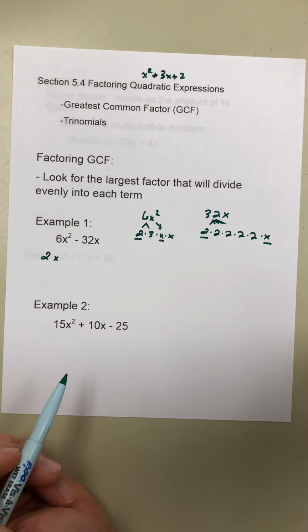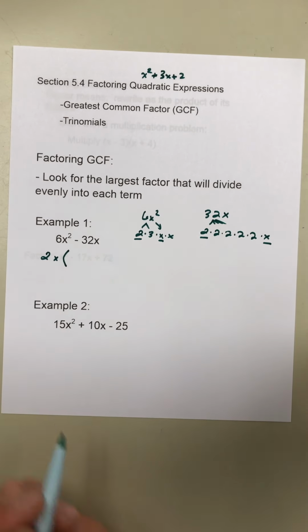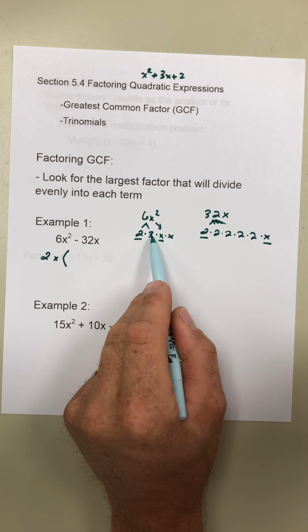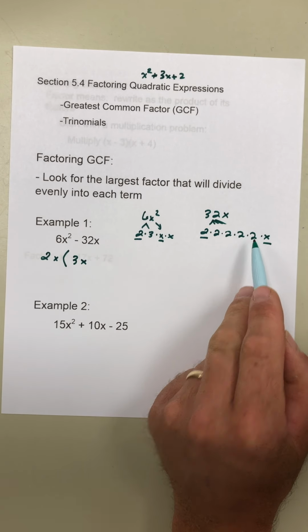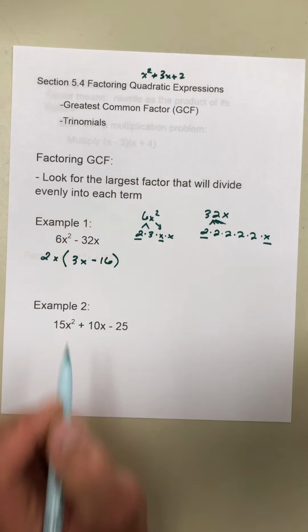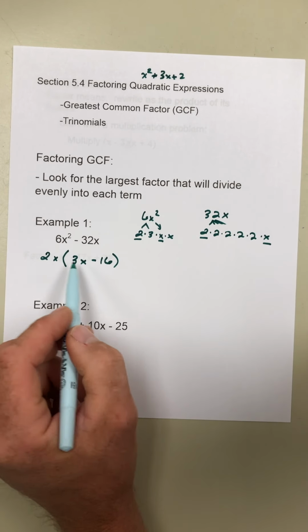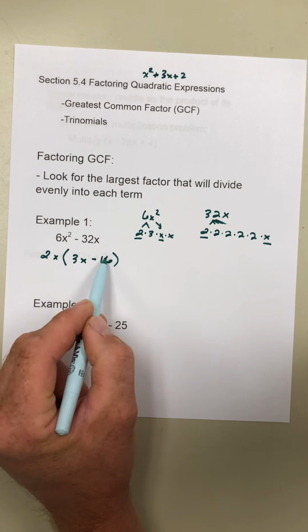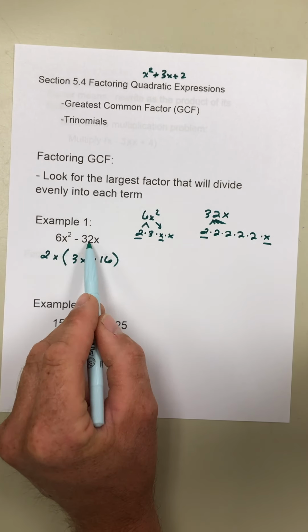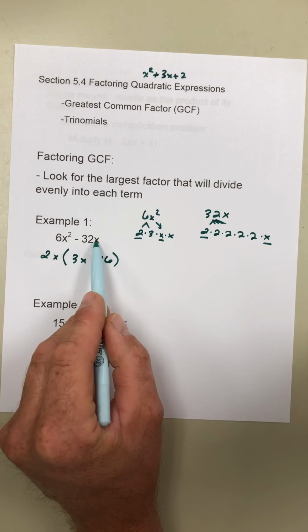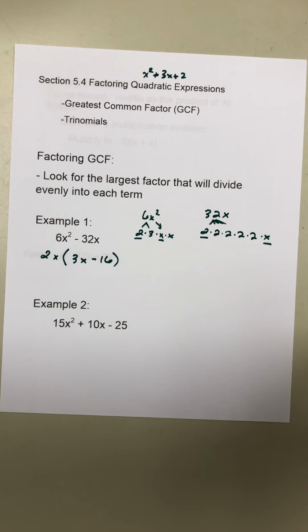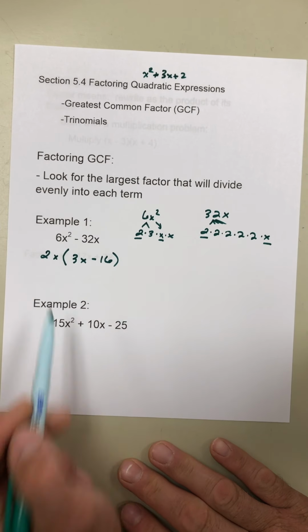and that gives us our 2x. Then what we're going to do is put in parentheses what we have left over, the leftovers. So we have 3 and an x left over from 6x squared, or 3x, and we have 2 times 2 times 2 times 2, or 16, left over from the 32x. Notice, if we were to multiply the 2x back in, or distribute that, we would end up with what we started with. 2x times 3x gives us 6x squared, and 2x times negative 16 is negative 32x. So we're undoing the multiplication. It's already been done previously. And that's going to be our factored form.